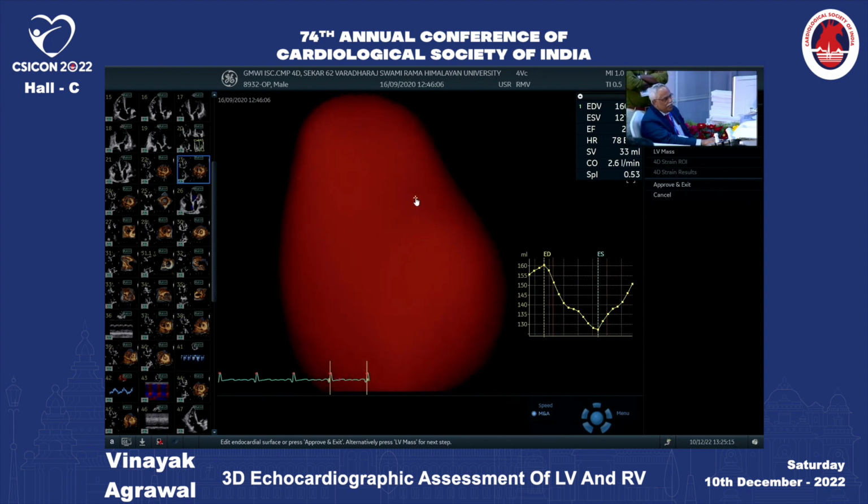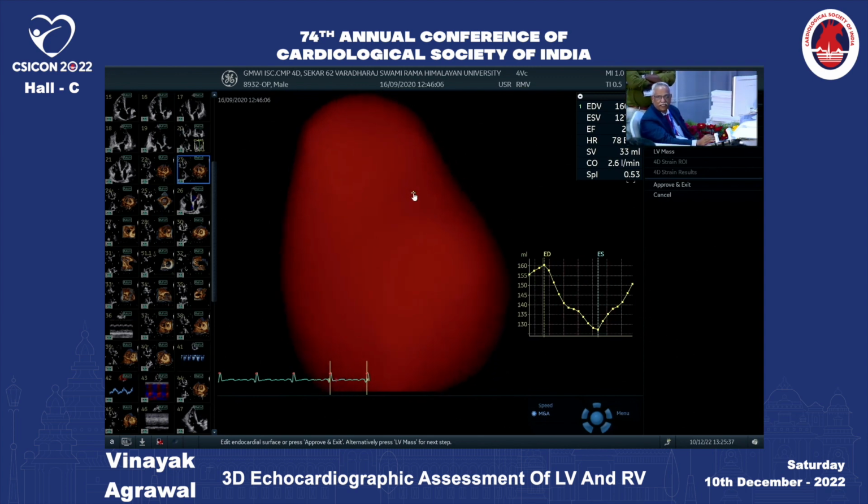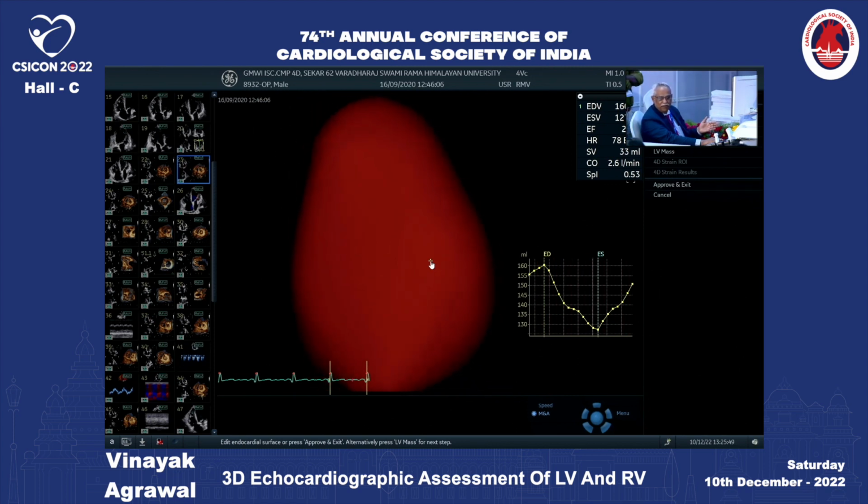So this 3-dimensional echocardiographic volume has been compared with the MRI volumes, and it has been found that the correlation is excellent with the MRI volume data. Again, there is a minimal underestimation by the 3-dimensional echocardiogram. The MRI volumes are slightly larger than the 3-dimensional echocardiogram, but the correlation is very good. And whenever you have in your institution a 3-dimensional echocardiographic equipment, always use the 3-dimensional echocardiogram for obtaining the volumes, diastolic volume, systolic volume, and the ejection fraction.